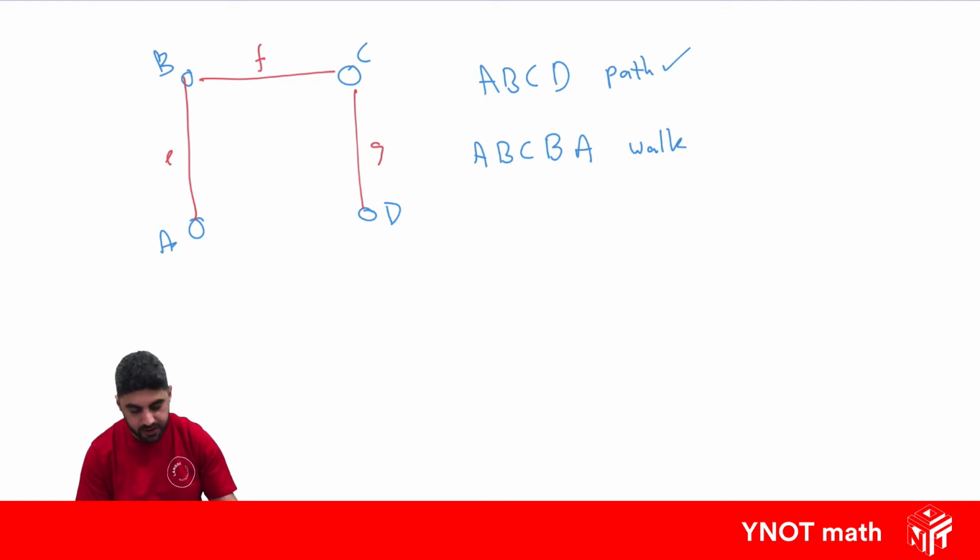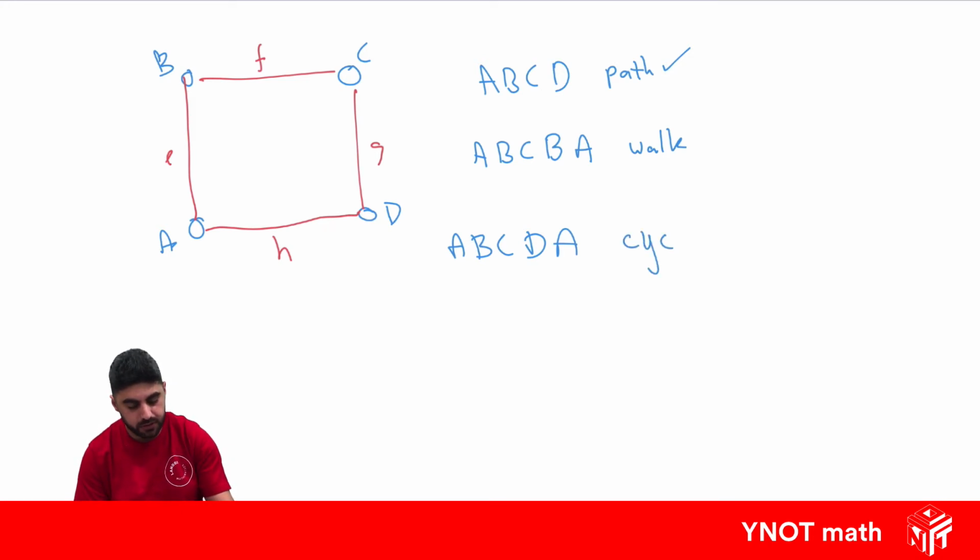Now, if I add in another edge here and call it H, and I do a walk from A to B to C to D back to A, this is what's called a cycle, because my starting vertex is the same as my finishing vertex.